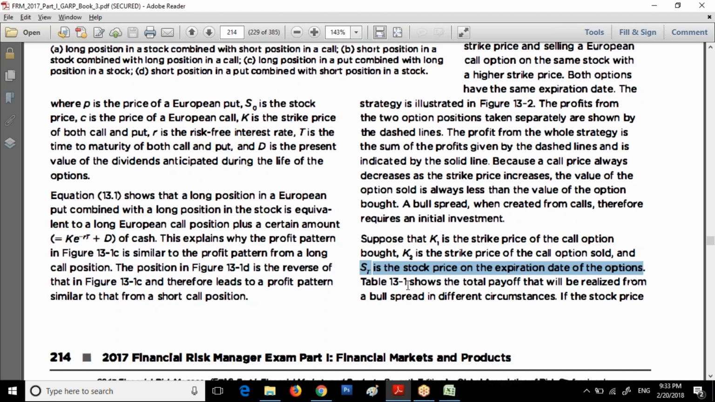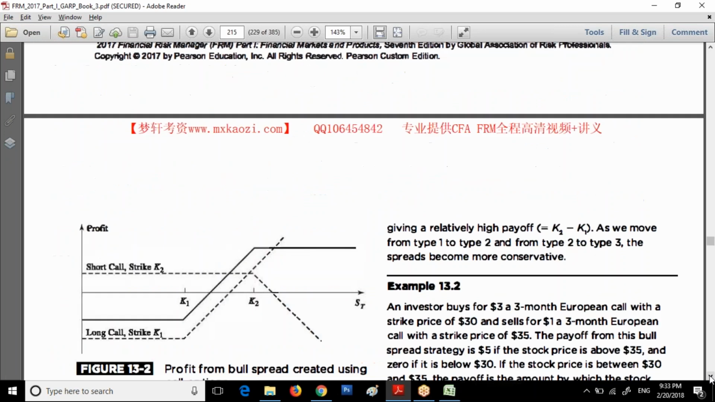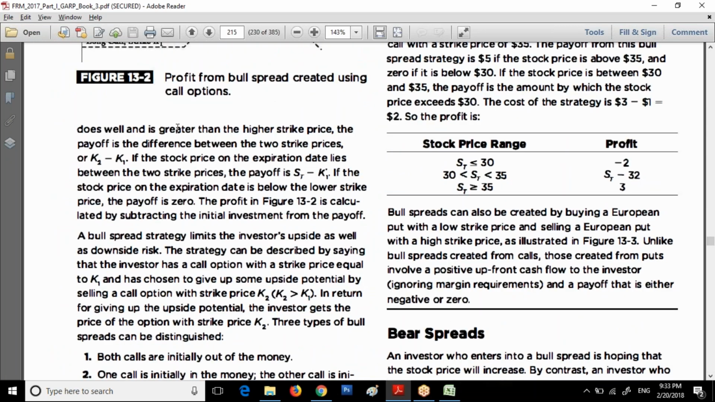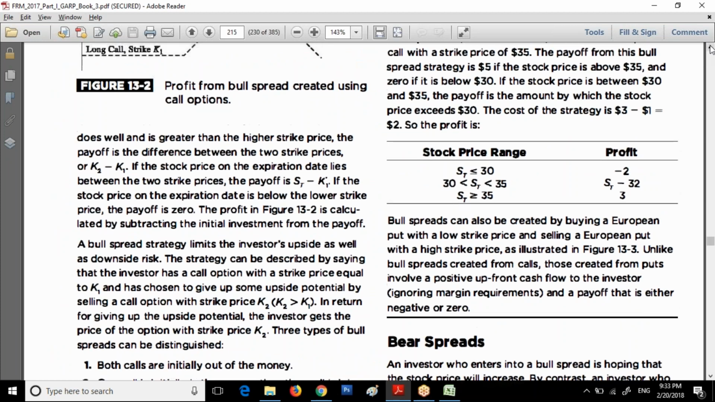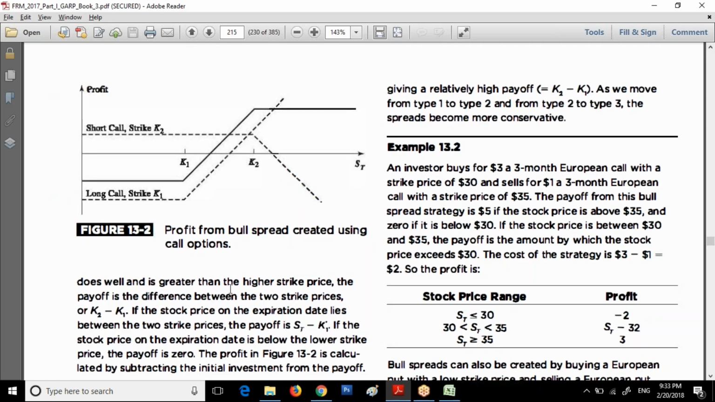So figure 13.1 shows the total payoff that will be realized from a bull spread in different circumstances. If the stock price does well and is greater than the higher strike price, the payoff is the difference between the two strike prices.